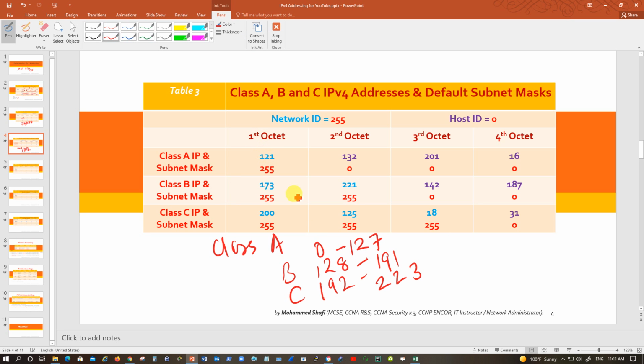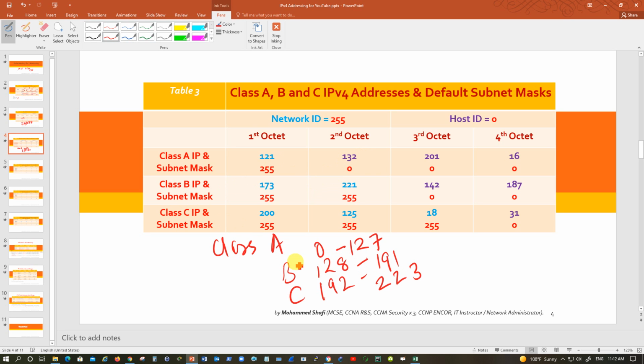If you find the number between these, you can easily figure out this is a class A address, and you know what is a class A address format. The default subnet mask will be 255.0.0.0, representing 255 to be corresponding to the net ID, 0 corresponding to the host ID.